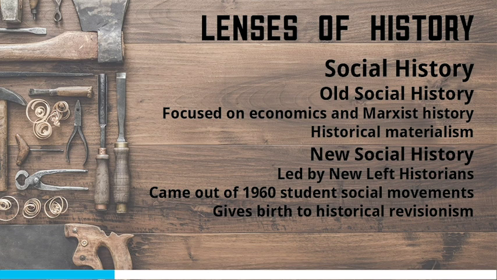New social history came out of the 1960s student social movements, which were made up of mostly white male liberals. These new left historians focused on social structures, rejecting the traditional social historian Marxism. Historical revisionism was birthed out of the new social movement, with a revision of several previously held perspectives. New social history covers many fields of history, such as women's history, racial theory, labor history, entertainment history, social and cultural movements, to name a few.